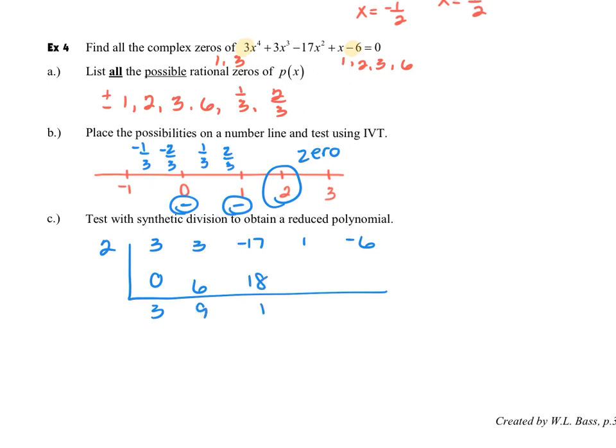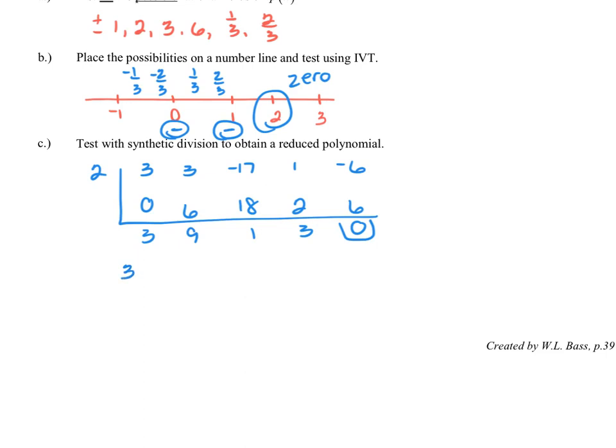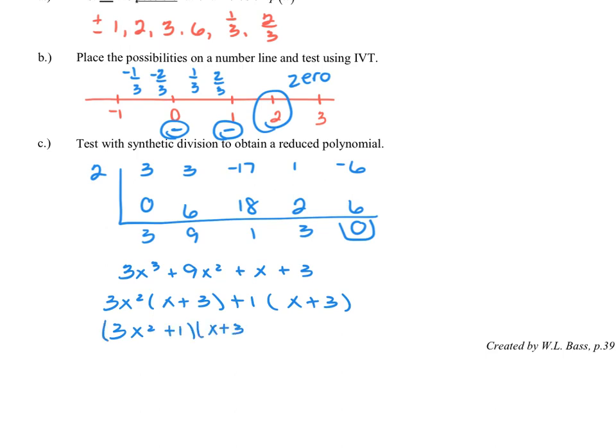Just quickly working through that. That's exactly what we wanted. And now we can grab that polynomial and we can factor that. So I'm going to have my 3x cubed and my 9x squared plus my x plus my 3. This is going to factor by grouping. Remember, when we factor this by grouping and it's a 1, we always need to write that 1. So I have my 3x squared plus 1 and my x plus 3.